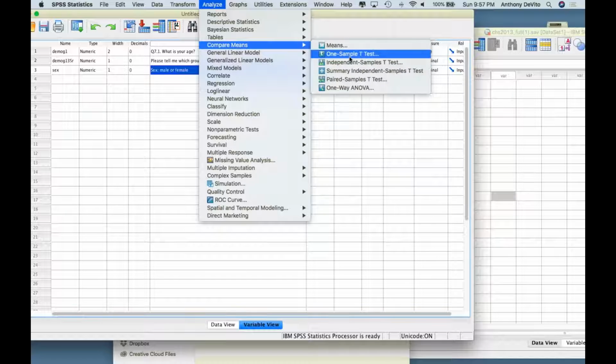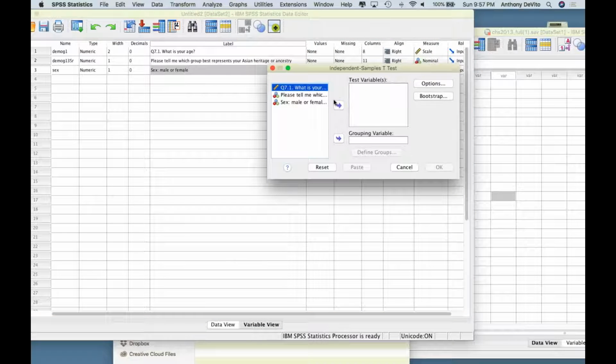If I were comparing a single sample, like males against a certain age I knew, 35, let's say, we'll use a single sample t-test. If I were comparing the age before and after some intervention, I might use the paired sample t-test and so on. Compare, I'm going to say independent samples t-test. The test variable, in other words, the one I'm finding the mean of, is the age, which is a numerical variable. The grouping variable is the gender.